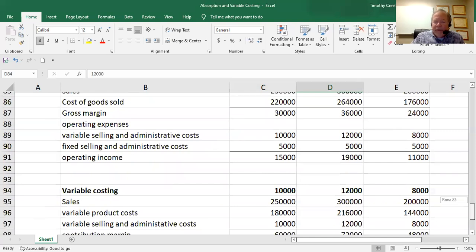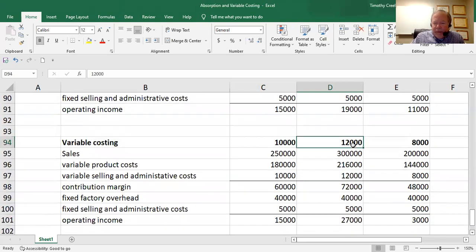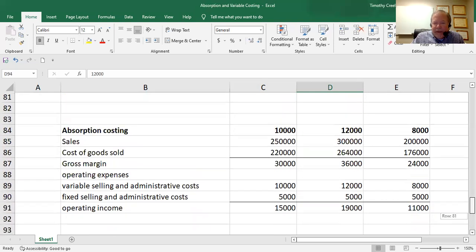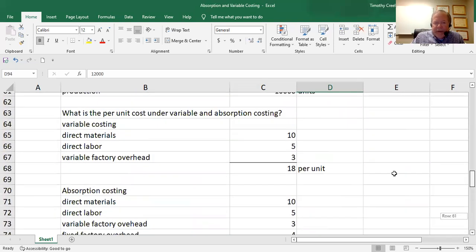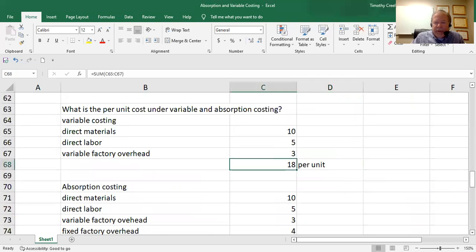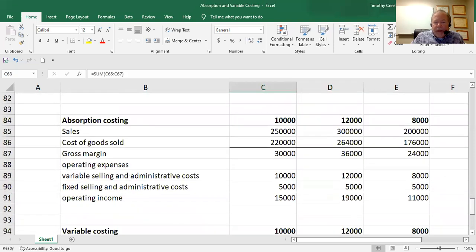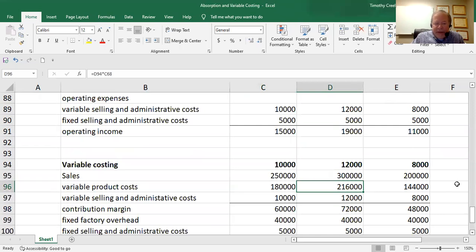Now, what would it look like under variable? Under variable, we'd again take the 12,000 units times the selling price of $25 a unit, and we'd come up with 300,000. Then we would take the 12,000 units that were sold times the variable cost per unit of 18, and that would give us 216,000 of variable product cost.